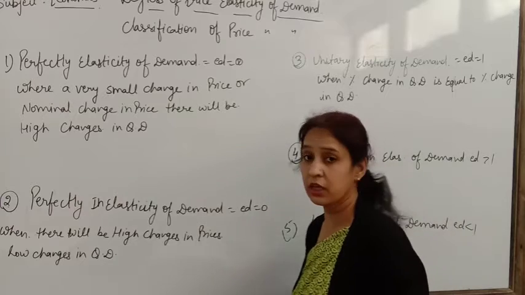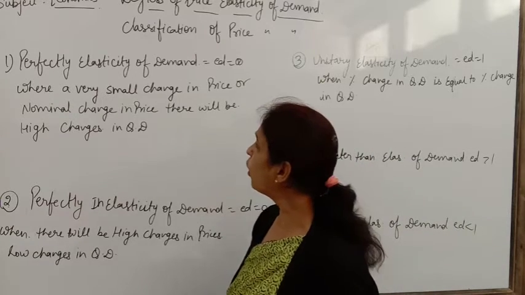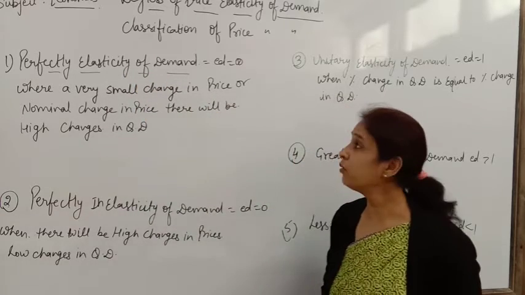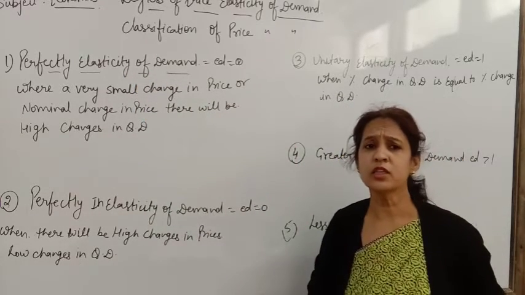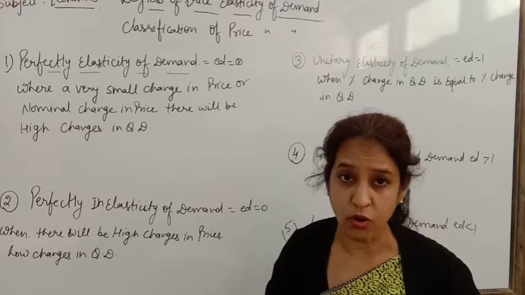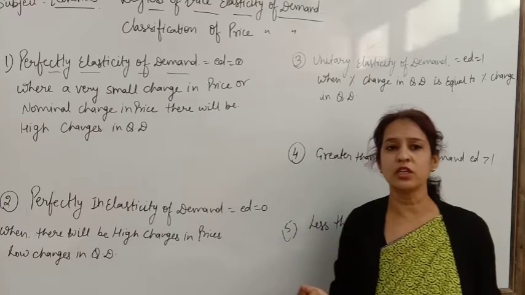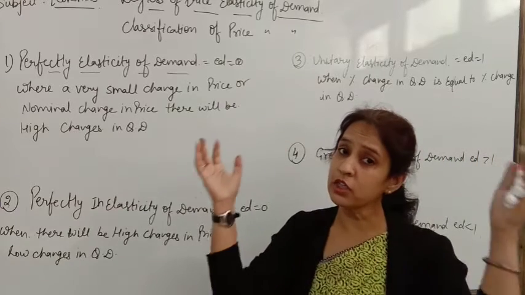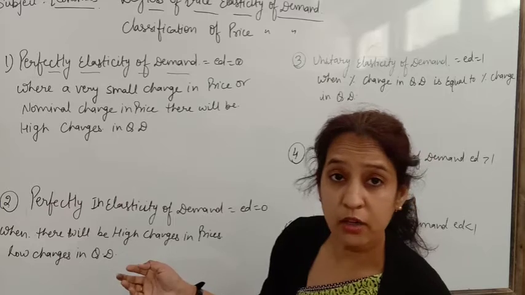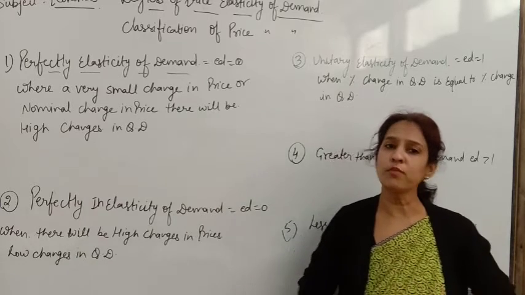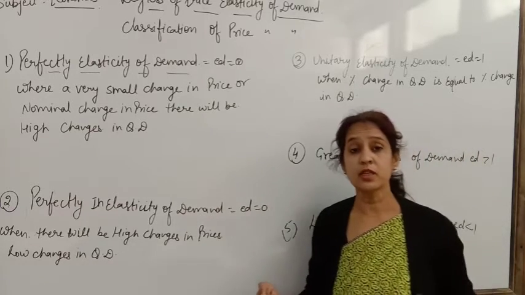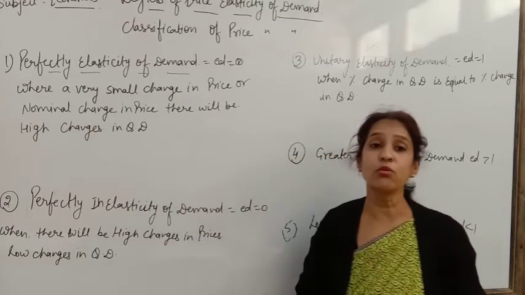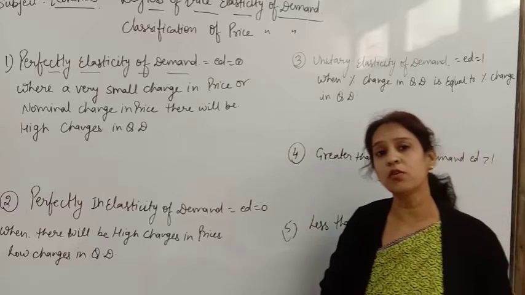The first is perfectly elastic demand. That is a very rare condition in which ED will be infinite. There will be small, or nominal, changes in prices, and there will be very large changes in quantity demanded. That is known as perfectly elastic demand.